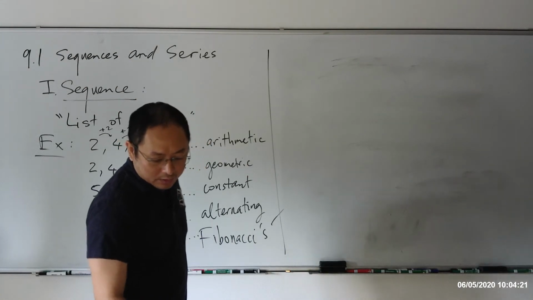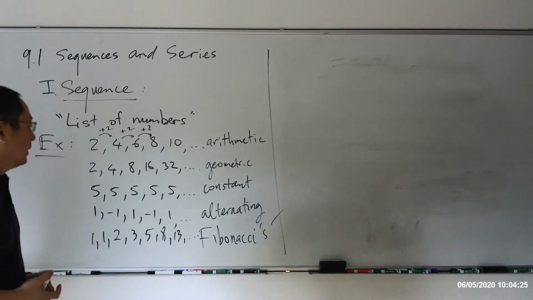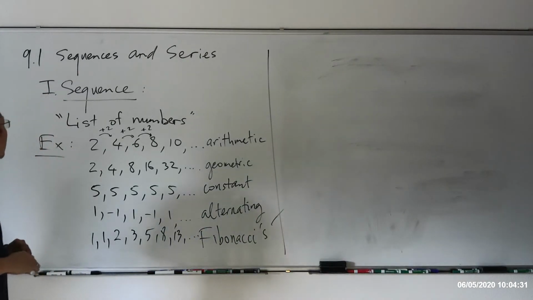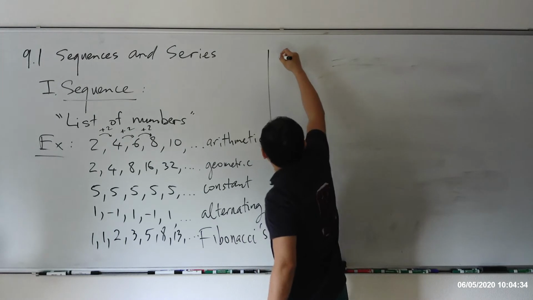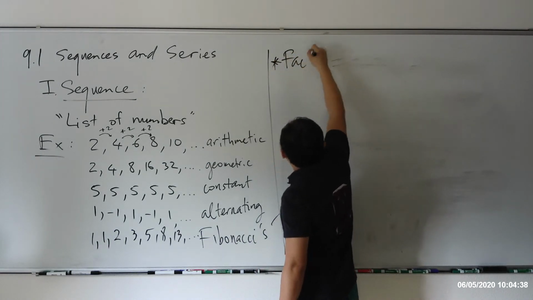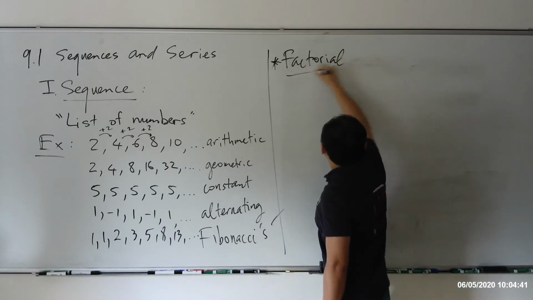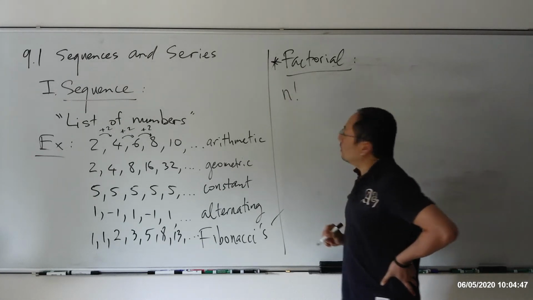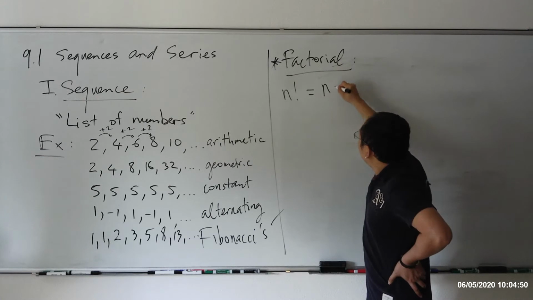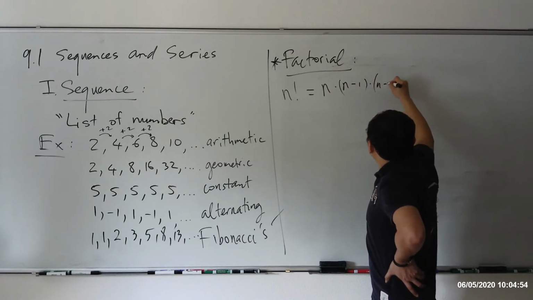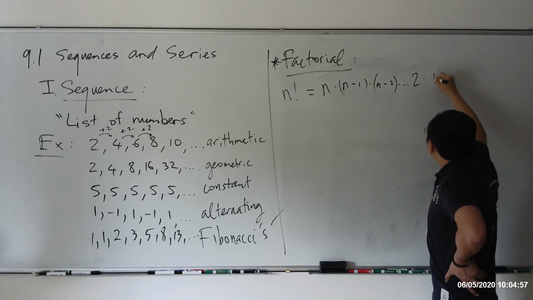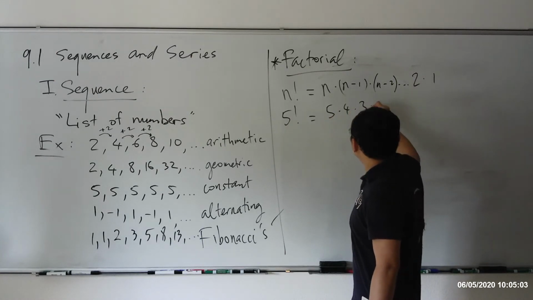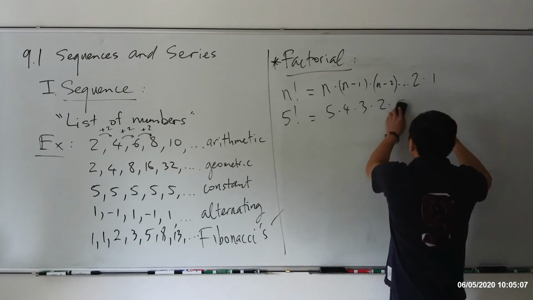Next, let me show you some notations that would be helpful when you learn about sequences and series. The first one is called factorial notation. It's denoted with an exclamation mark. So if you see n factorial, what does that mean? n times n minus 1 times n minus 2, all the way to 1. For example, 5 factorial means 5 times 4 times 3 times 2 times 1.